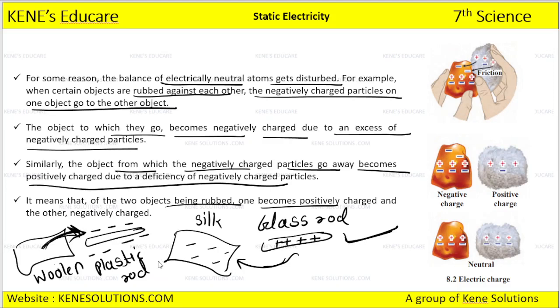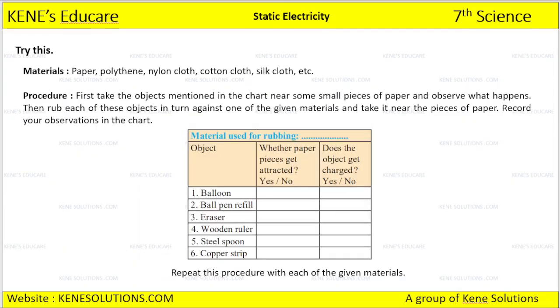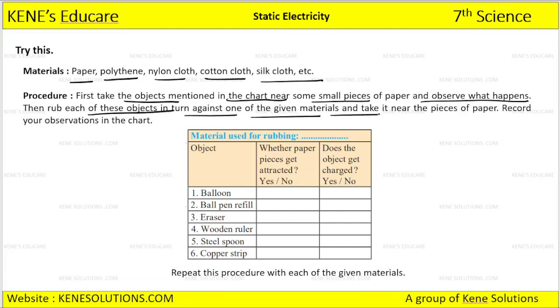Okay, now we are going to try this activity. Two materials: paper, polythene, nylon cloth, cotton cloth, silk cloth. Okay, now what we have to do? First, take the object mentioned in the chart near some small pieces of paper and observe what happens. Then rub each of these two objects in turn against one of the given materials and take it near the pieces of paper. Record your observation.